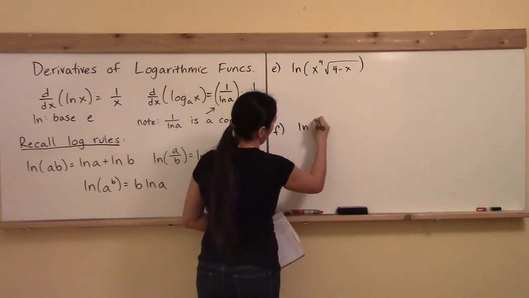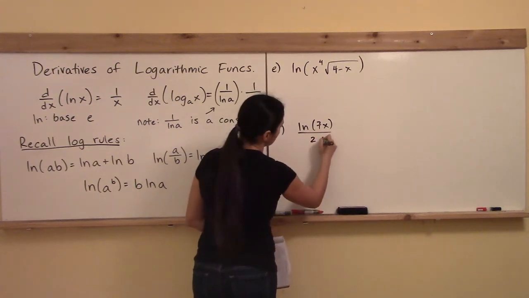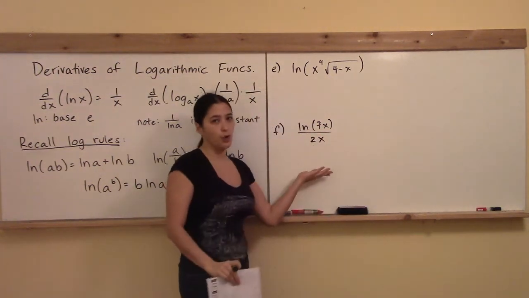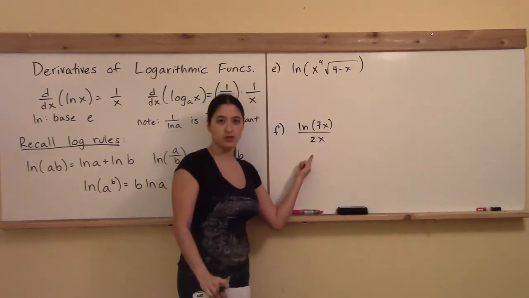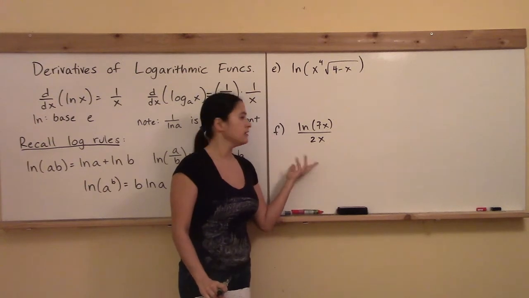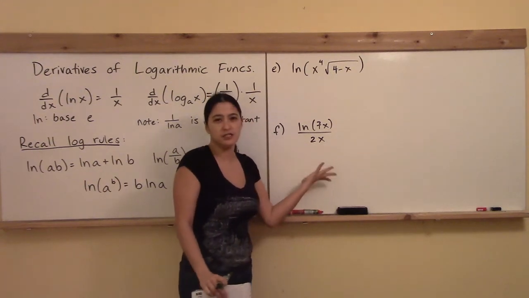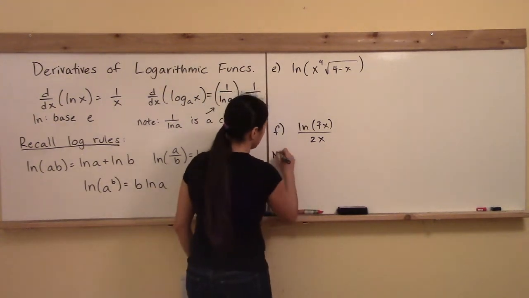Okay, and then we have one more problem right here. Let's say we have the log of the quantity 7x divided by 2x. Now this one is a quotient. This is the log of 7x divided by the function 2x, and this is not something that I can really get away with by simplifying it out. This is going to be a quotient. So for this one right here, we actually need the quotient rule.